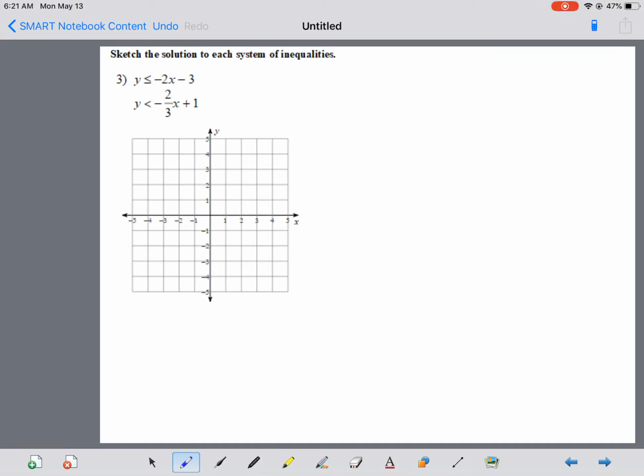y is less than or equal to negative 2x minus 3. Right away I see my line has to be solid because of the less than or equal to inequality symbol. So first we graph our y-intercept, which is negative 3. Our slope is negative 2, so that means go up to the left 1, up to the left 1, up to the left 1. Okay, so let's graph that line.